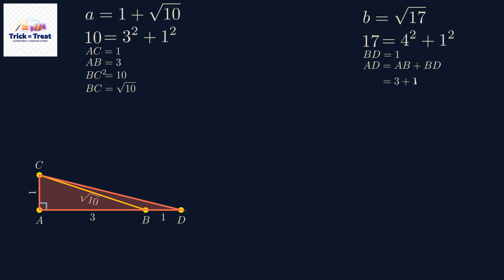Now let's figure out the length of CD using the Pythagorean theorem. Its length is square root of 17, equals square root of the sum of 4 squared and 1 squared. Now let's look at the triangle BCD. The lengths of its 3 sides are square root of 10, 1, and square root of 17.